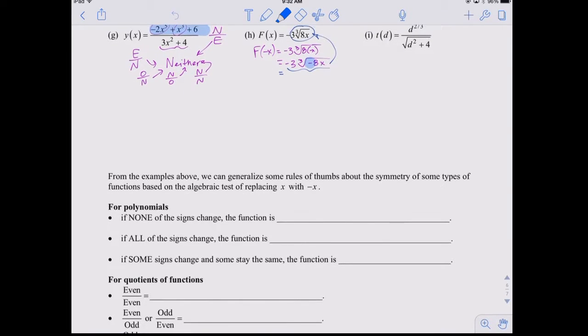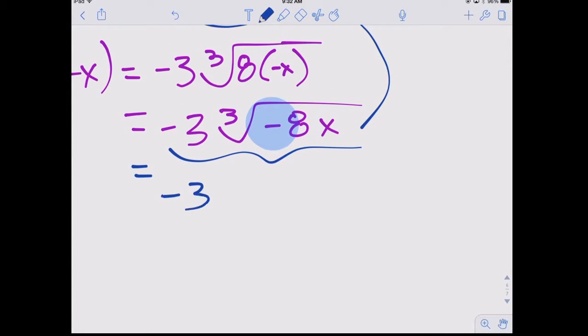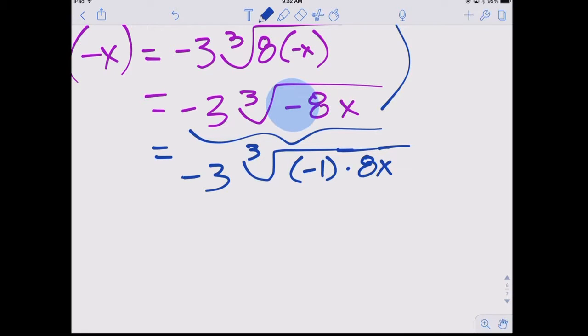Now, if this is a cube root, are we allowed to have negatives under the radical? Yes. We can take the cube root of a negative number. We can't take the square root of a negative number. So let's go ahead and split that up. This is the cube root of, and I'm going to split up those factors, negative 1 times 8x. Are you okay with that? Is negative 1 times 8x negative 8x? Yep, nothing up my sleeves. No sleight of hand. It's just legitimate math.